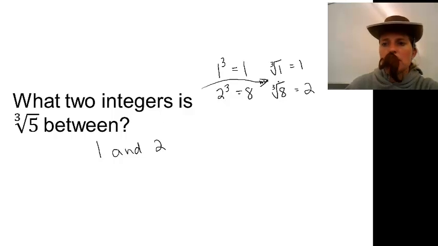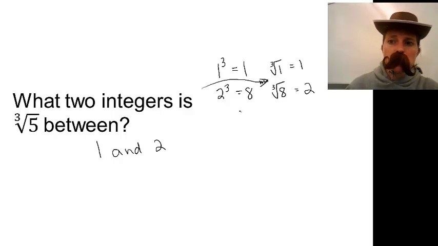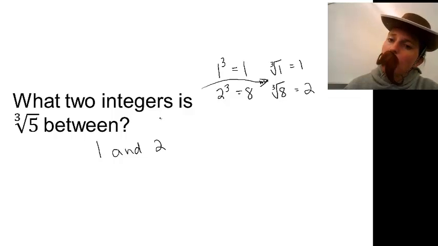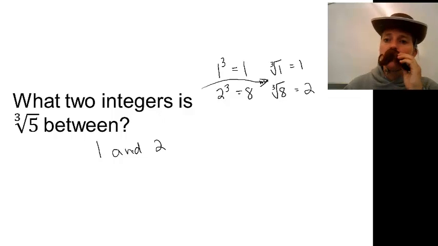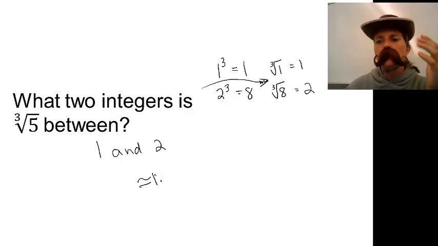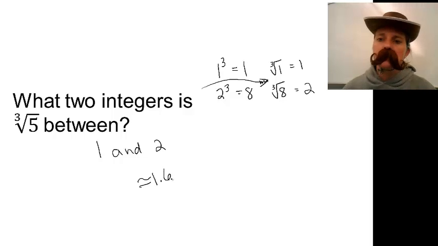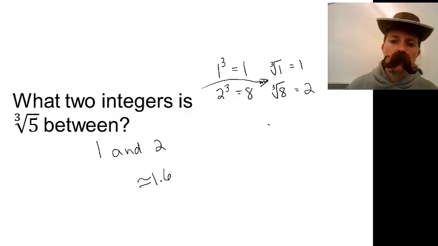Alright, let's think. 5 is almost in the middle. If they said to round this and give an estimate about what it was, I'd say the cube root of 5 is probably really close to about 1.5, maybe a little bit closer. Let's say 1.6, because it's closer to the 8 than the 1.